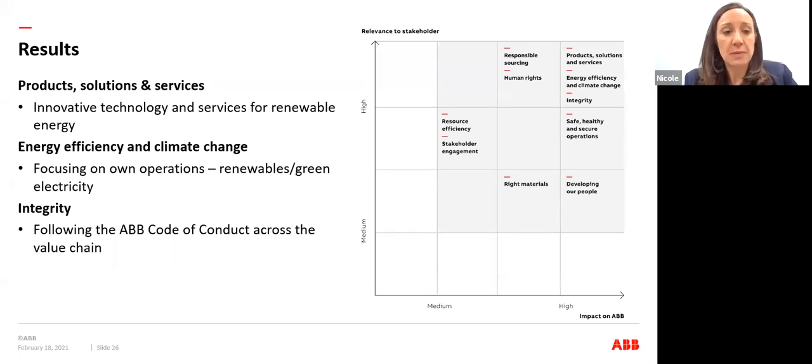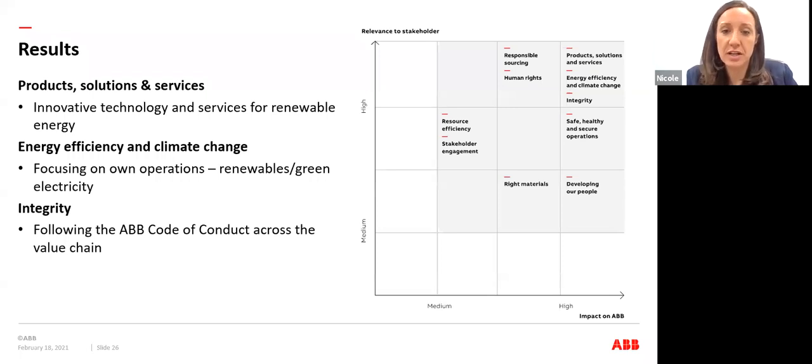Energy efficiency and climate change. So what are we doing at our own factories? Are we using our own products? Are we using renewable energies? And then integrity. And I really related to this. ABB has a code of conduct, not only for our employees, but also for our suppliers. So how are we making sure that people are following that across the value chain? So those were the top 3.